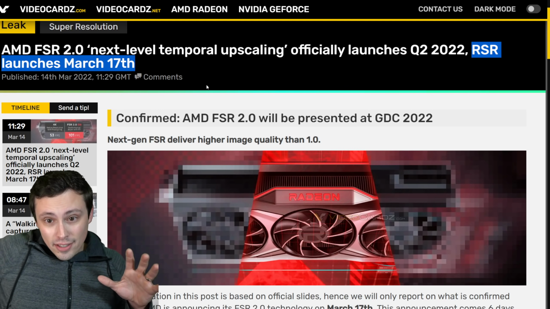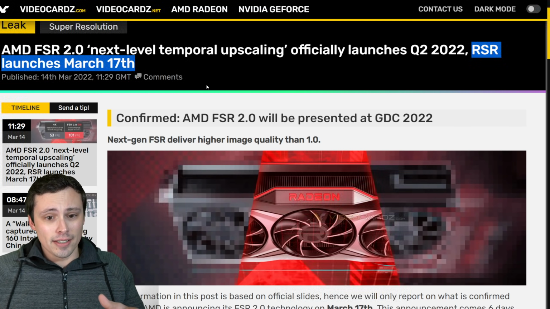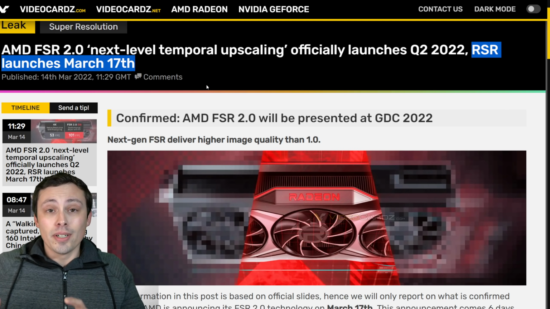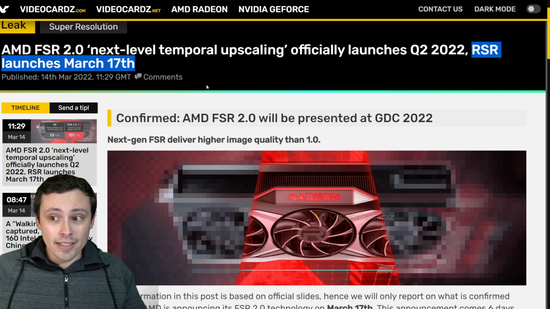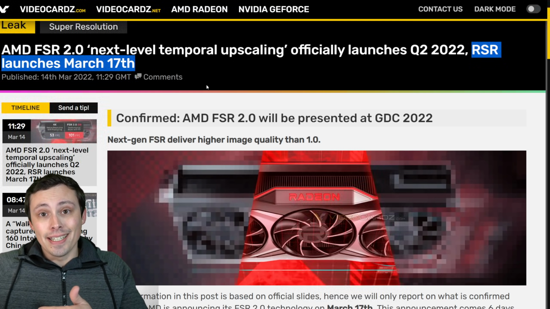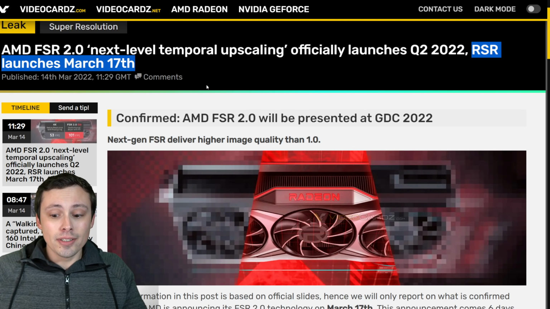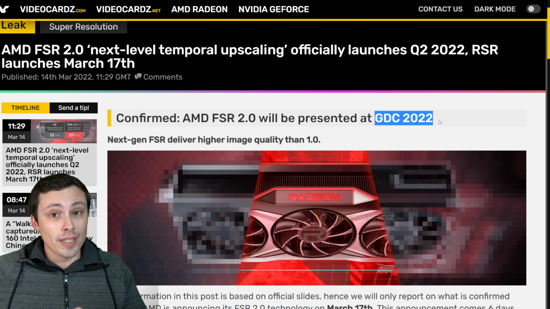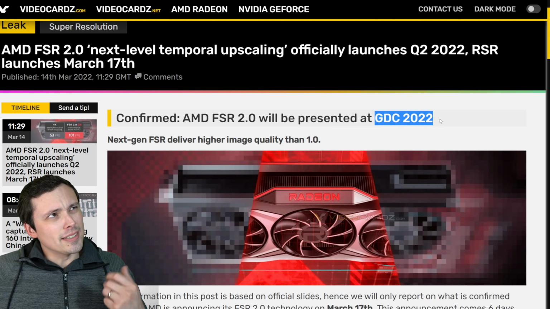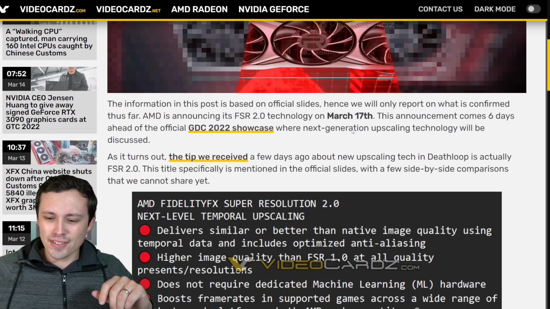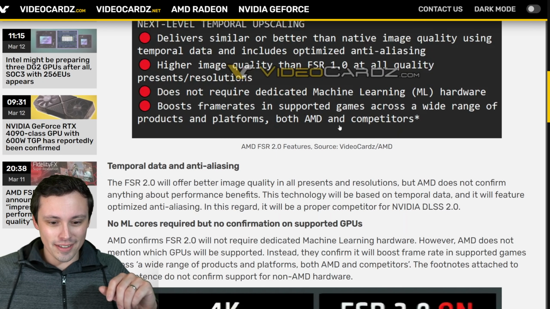So basically, there's a set of slides that VideoCardz got their hands on that is supposed to be launched on March 17th. In these slides, RSR is released, and FSR 2.0 is officially announced, with some details given, but further details to come at GDC 2022 next week. That is next week, right? Yeah, I think so. Or a week and a half, something like that. March 24th, I think is the deal.